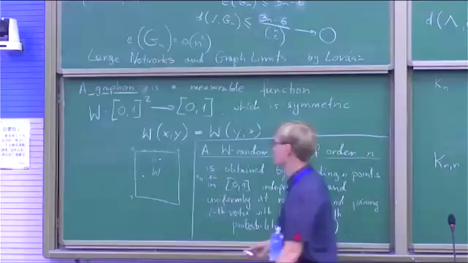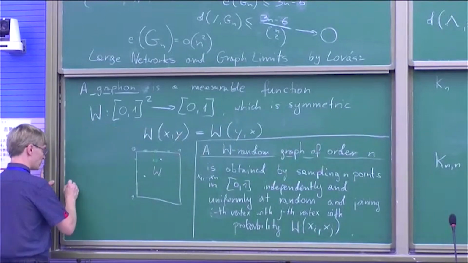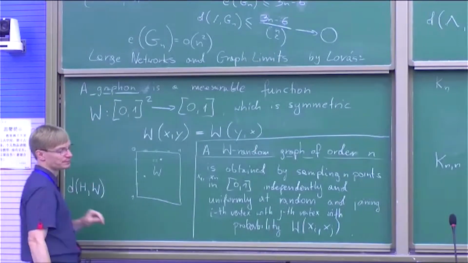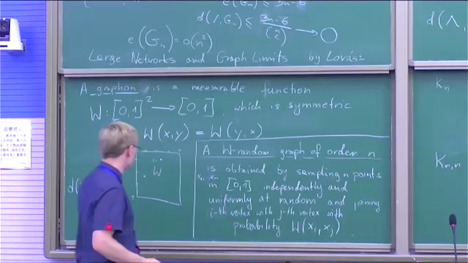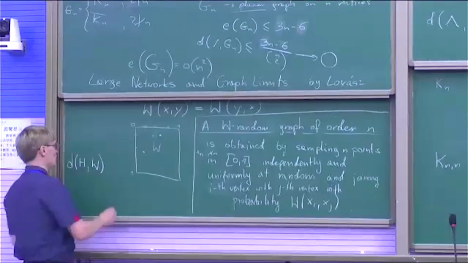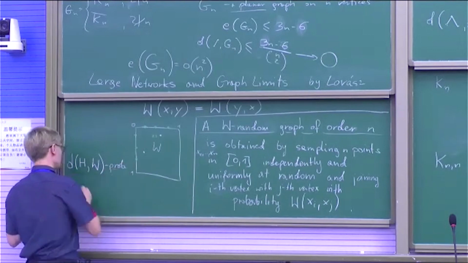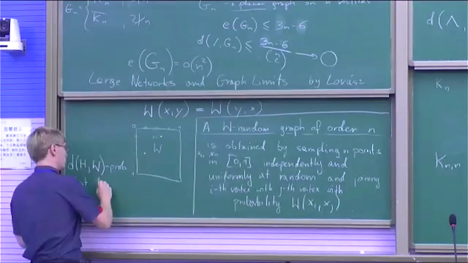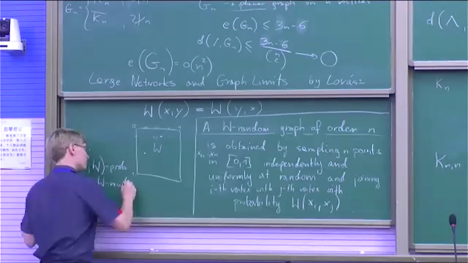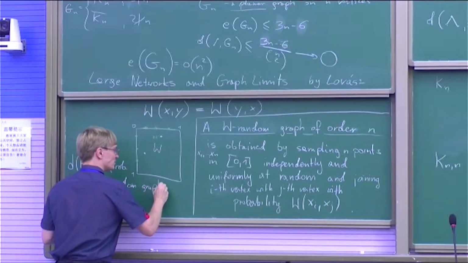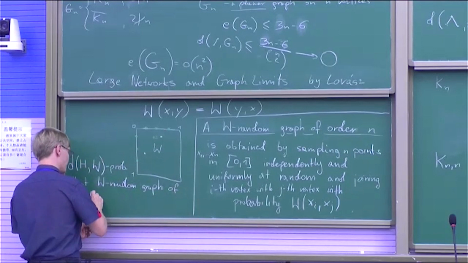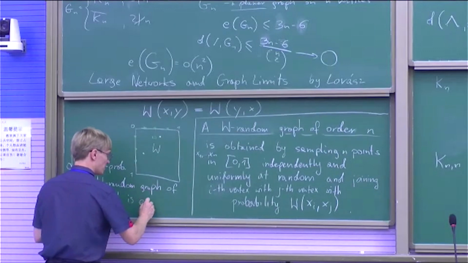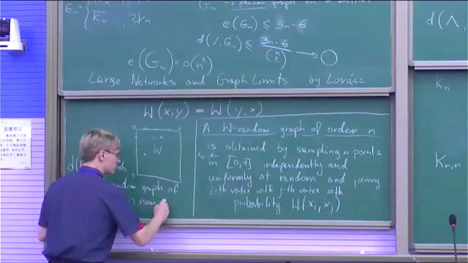And having this, I define the density of a graph H in a graphon just by the probability that the W-random graph of order the number of vertices in H is isomorphic to H.